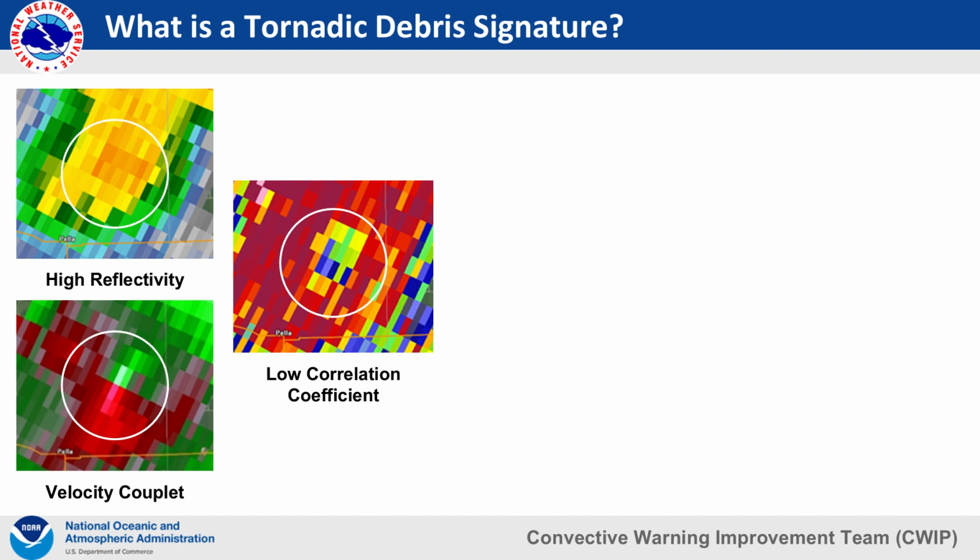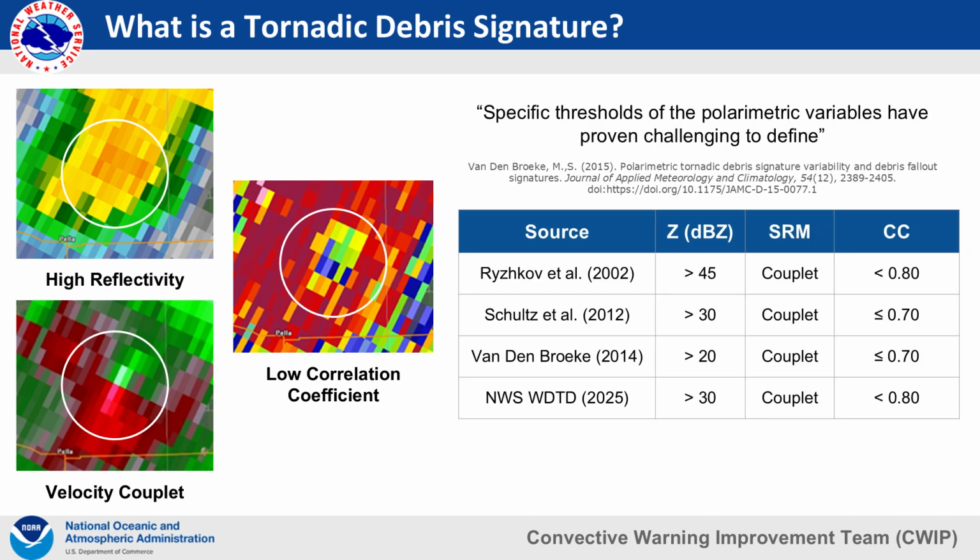And when the TDS was first identified, the meteorological community worked to establish thresholds for determining whether a signal was a TDS. However, there has been really no agreement on what these thresholds should be. Even more recent studies, since TDSs were defined in the early 2000s, have indicated that there is room for improvement, and Van Den Broeke in 2015 really summarized this dilemma nicely, saying that specific thresholds of the polarimetric variables have proven challenging to define.